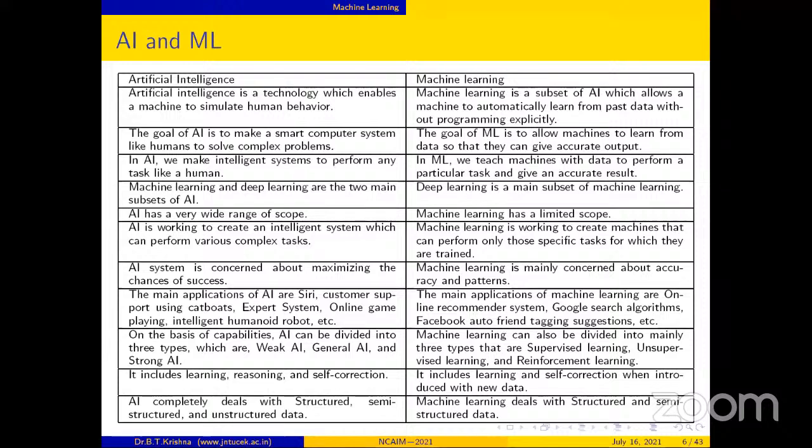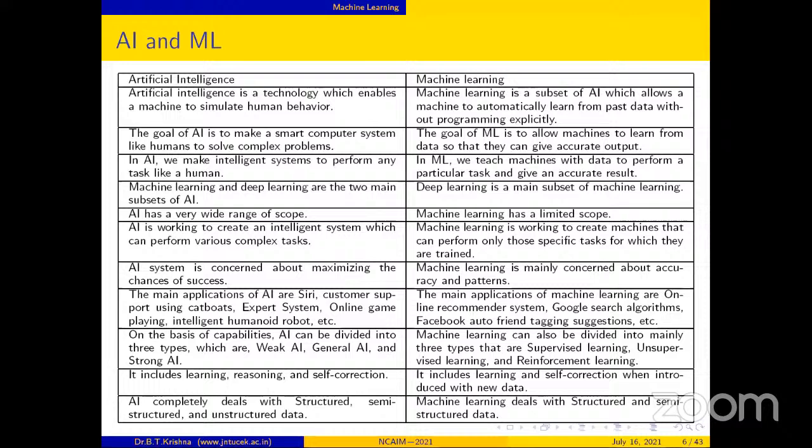Some of the applications of machine learning are online recommendation systems, Google search, Facebook auto friend tagging suggestions, etc. These are some of the applications where machine learning is going to be used. You have so many applications; these are just a few of them. So artificial intelligence can be subdivided into three parts: weak artificial intelligence, general artificial intelligence, and strong artificial intelligence.